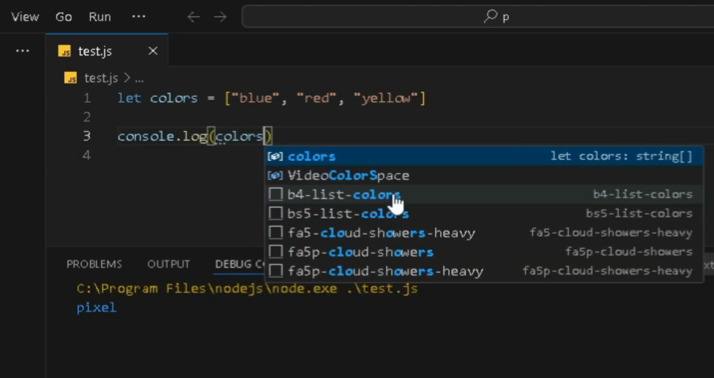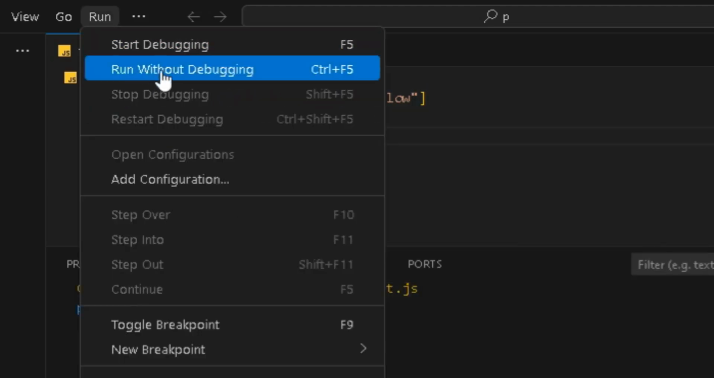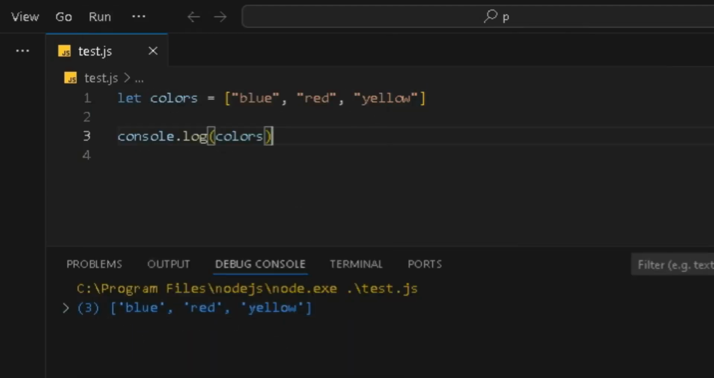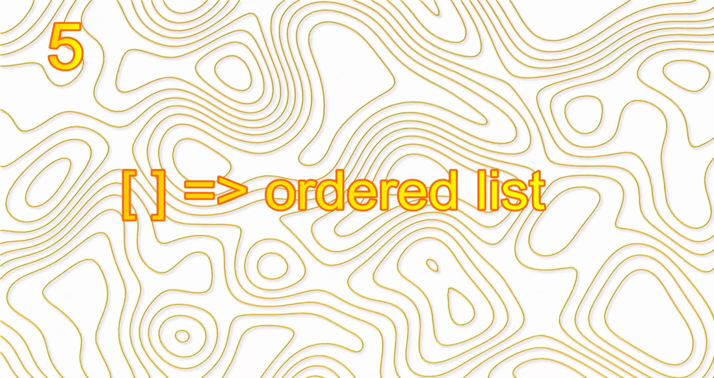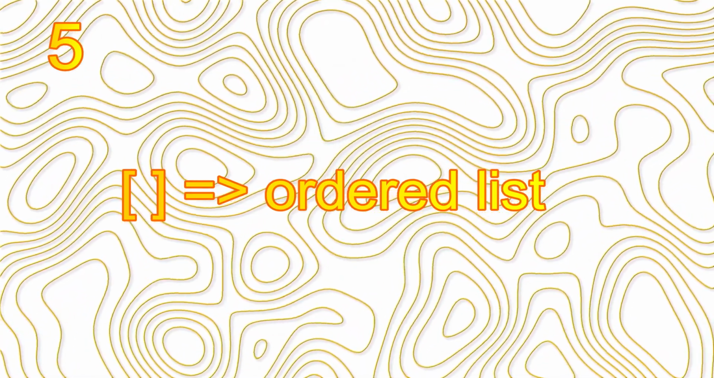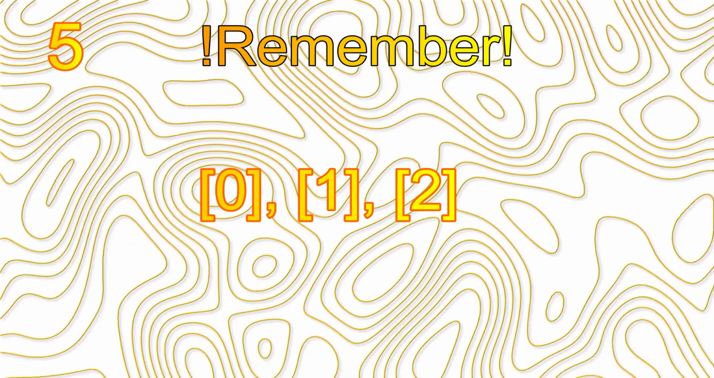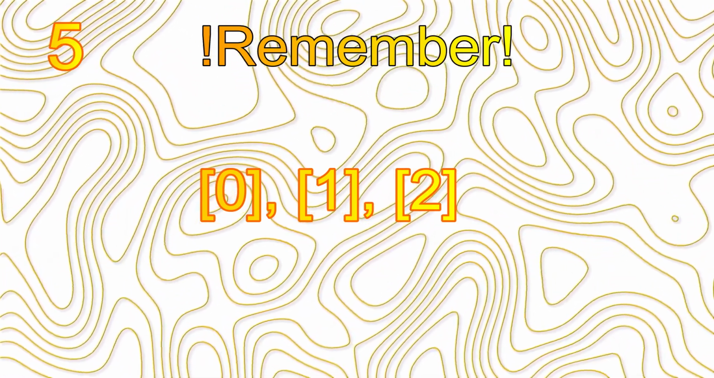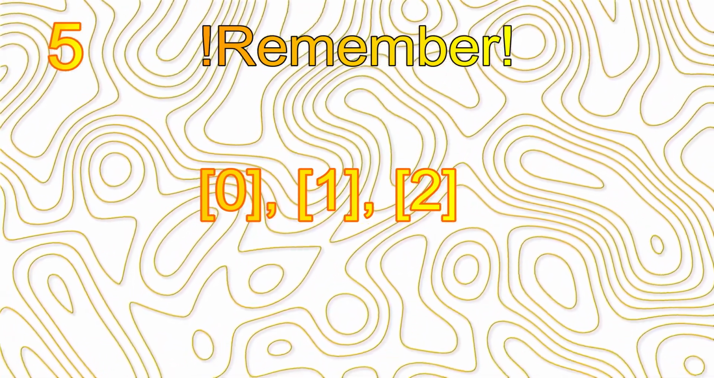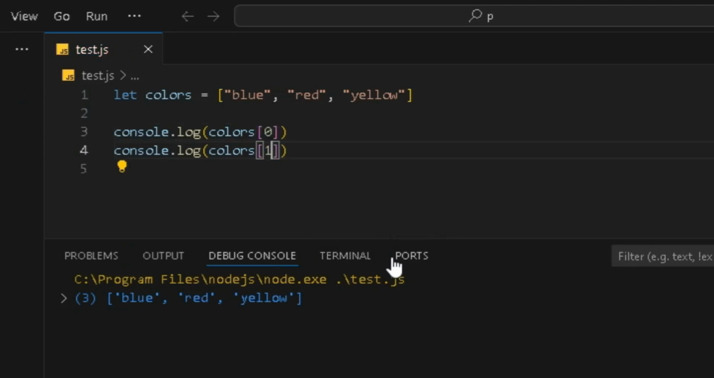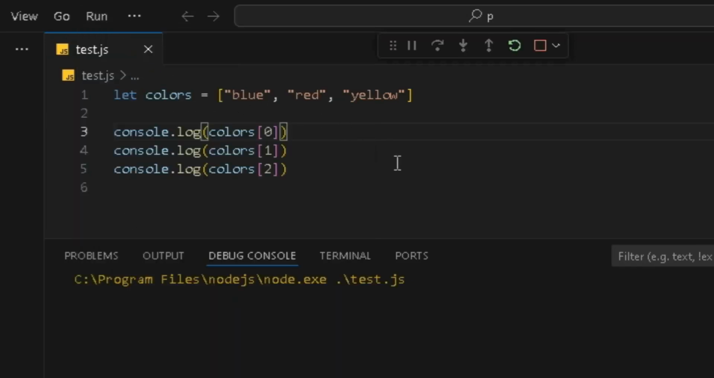For the arrays case, here we have a bunch of items stored in an array called colors. With arrays, data is stored in an ordered list, and you can access each element using its index. Remember, array indices start at 0. So the first element is at index 0, the second at index 1, and so on. Here's how to access an element in an array. To access an element, simply type the array name followed by square brackets containing the index of the element you want.